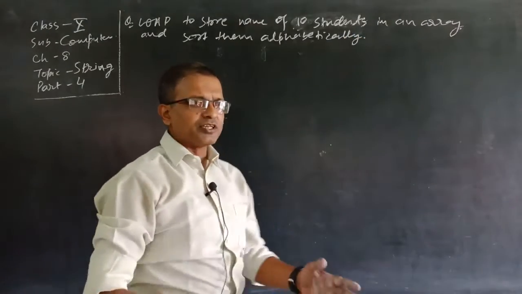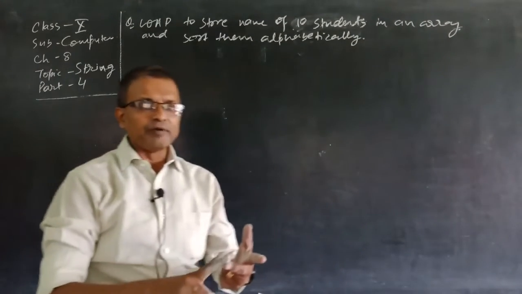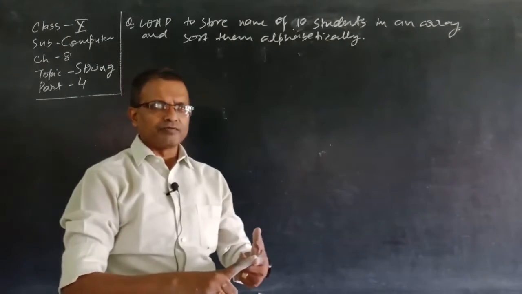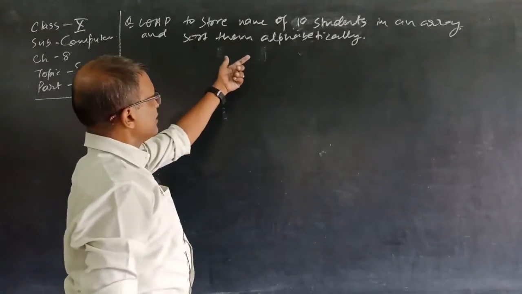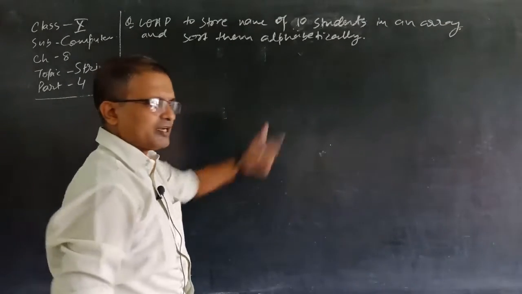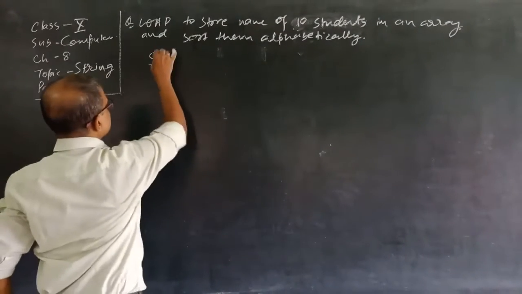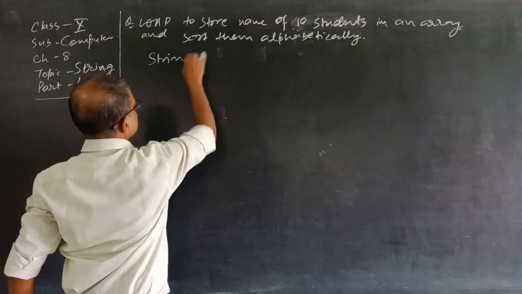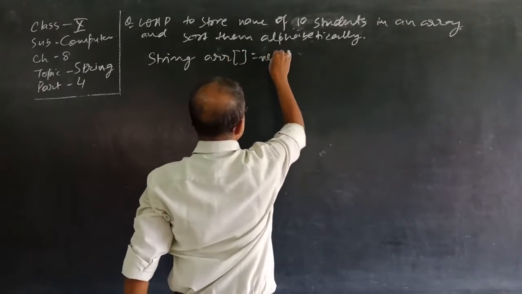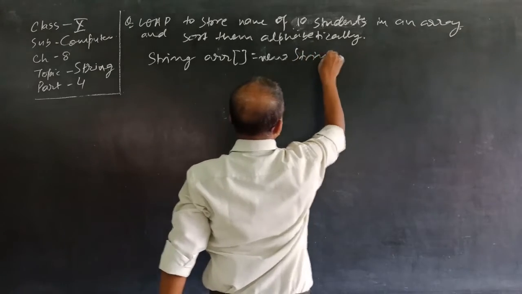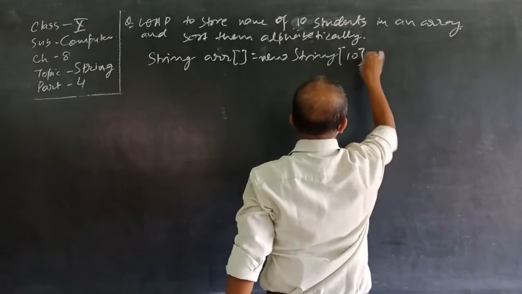Actually, sorting of a string occurs in two ways. First alphabetically and second based on the number of characters. Okay, so this time I am going to sort the name of 10 students alphabetically. What we have to do first, declare array of a string arr equal to new string. As we have to store 10 students, here we will take 10.